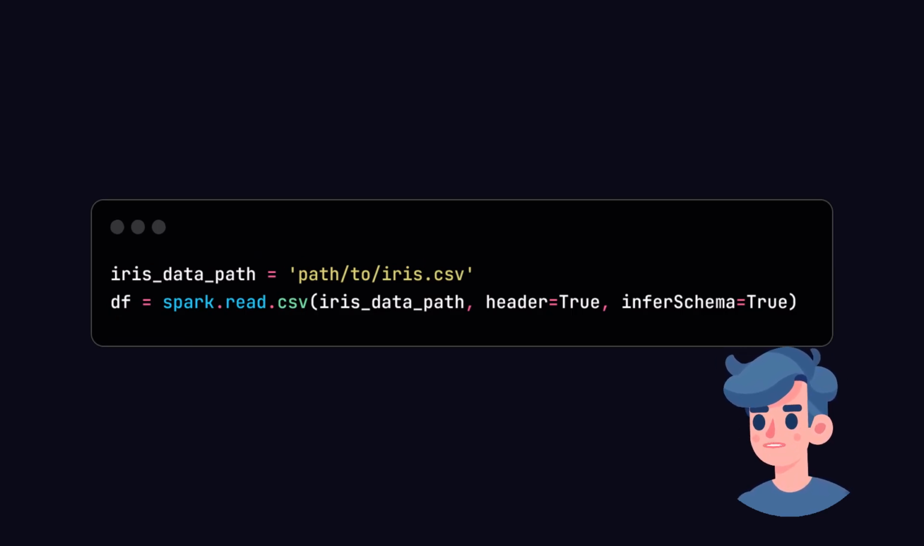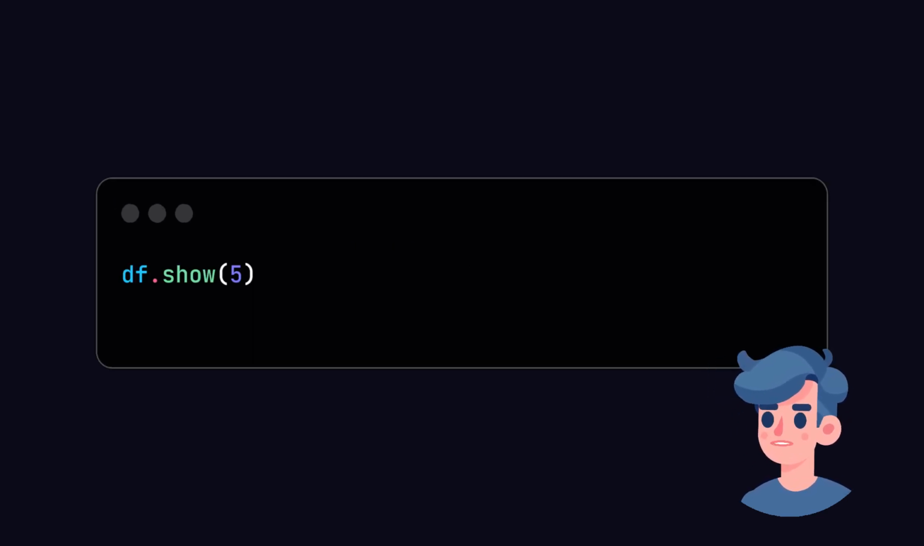For this tutorial, we'll use the popular iris dataset, which contains features of different iris flowers. You can download the dataset from the UCI machine learning repository. Let's take a quick look at our data to understand its structure. We would like to explore a sample from this dataset before we perform any operations.